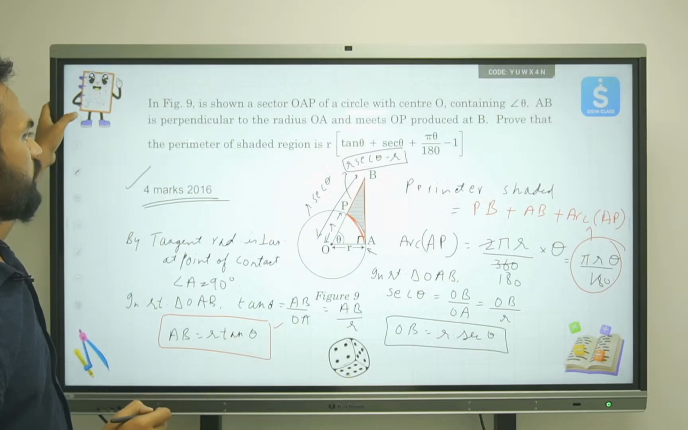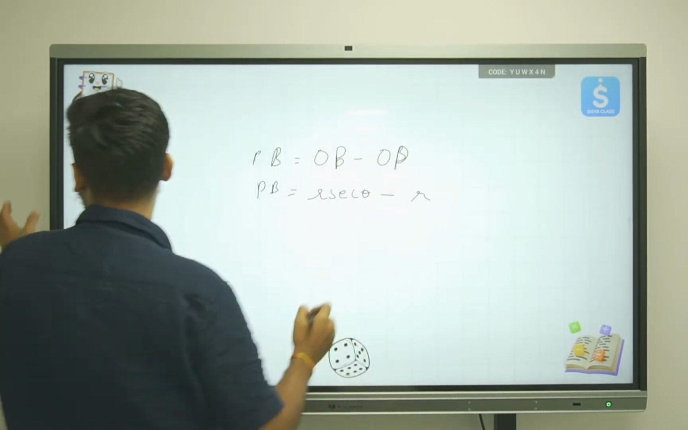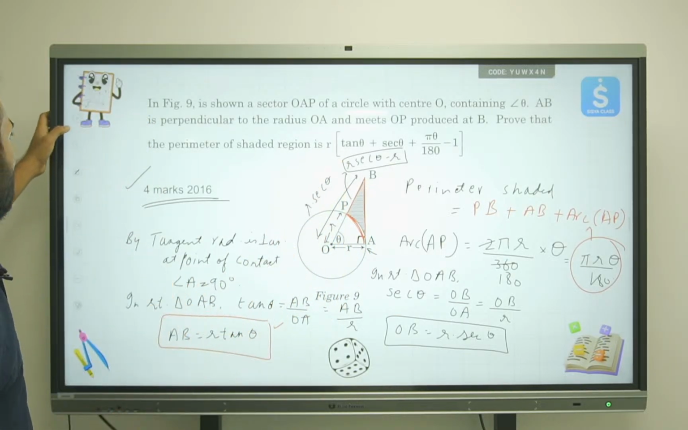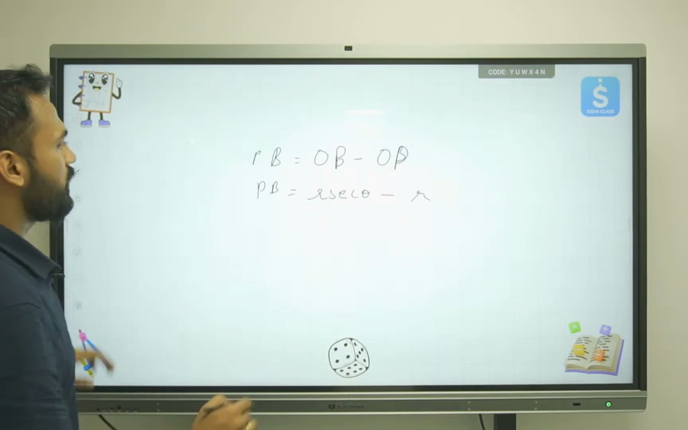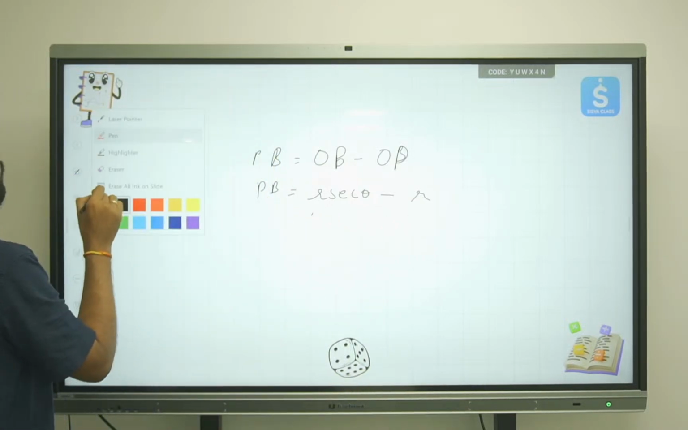This part is clear to everyone. OP, this is OP. OB minus OP. Clear? OB minus OP. This complete OB minus OP, R secant theta minus R. Till here, I hope everyone is with me. This is what we will substitute next. So let me box this as well.